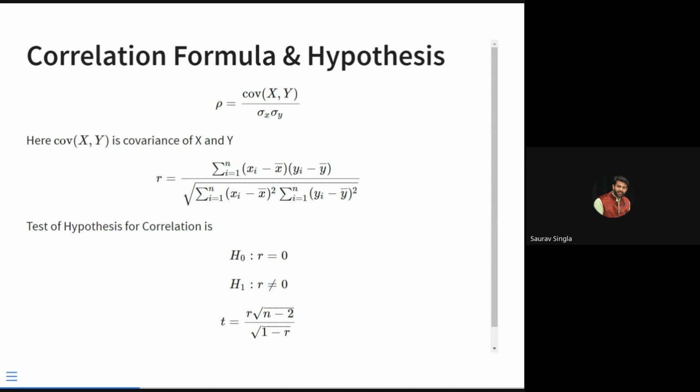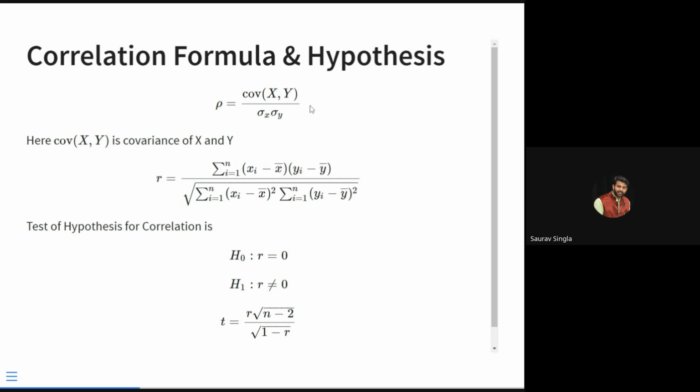Okay. If we consider only this numerator term, the problem with this numerator term is that there is no limit to it; it goes from minus infinity to plus infinity. That is the problem. So we will not be able to decide whether the relationship is very strong, or less strong, or what kind of relationship it is.